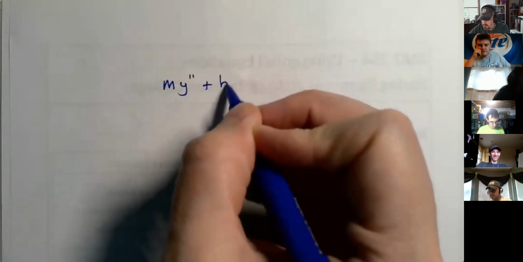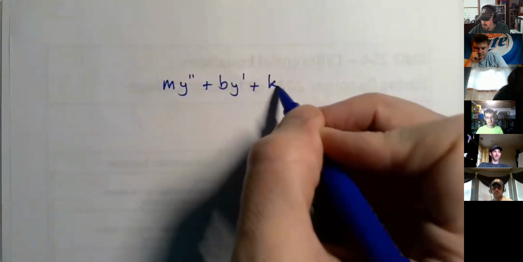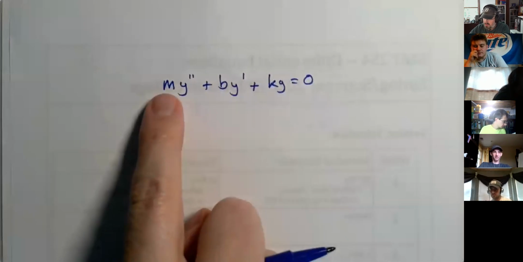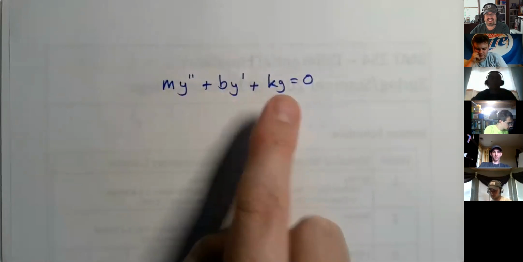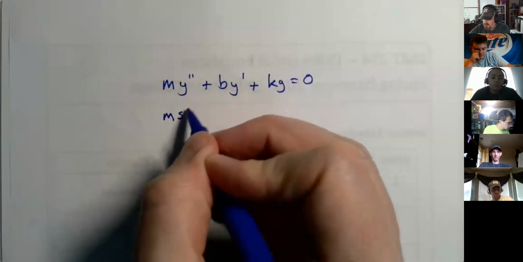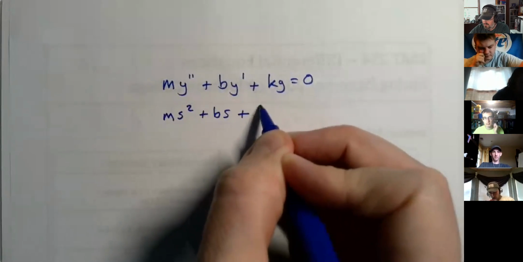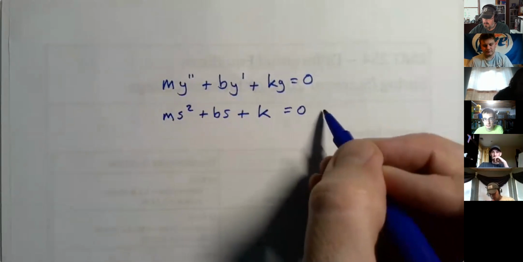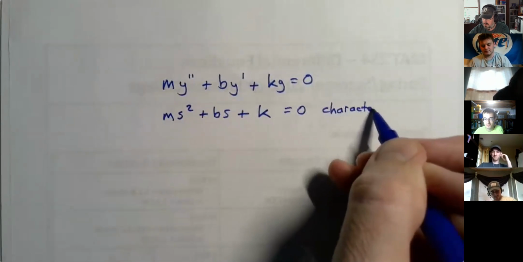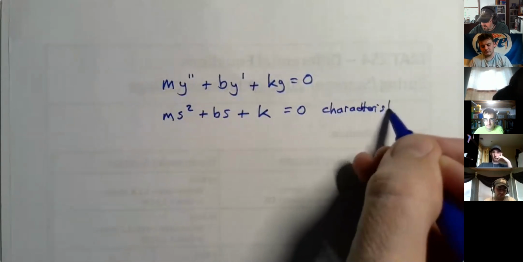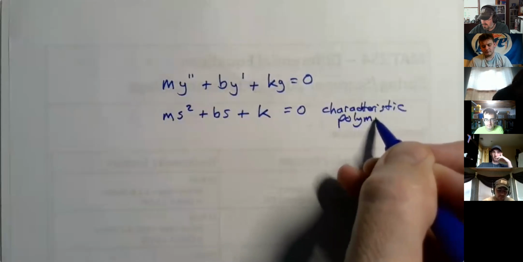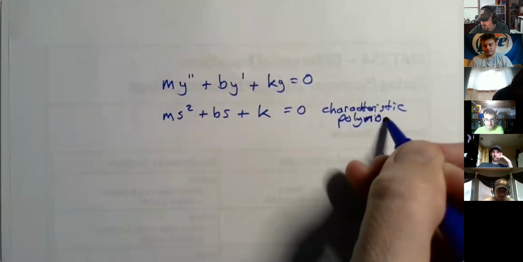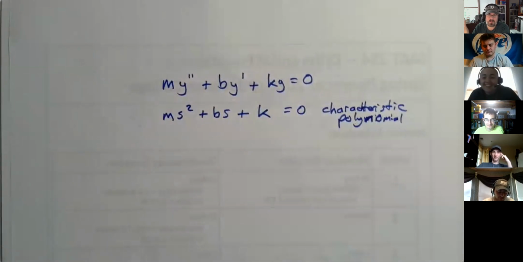Just a reminder, we've got our m y double prime plus b y prime plus k y equals 0. And those 3 things become the coefficients essentially in, if you remember this from before, m s squared plus b s plus k. And if that looks familiar, it's because this quadratic equation is the characteristic polynomial. I can't spell polynomial. There's no red squiggly underneath it, so I must have spelled it right.